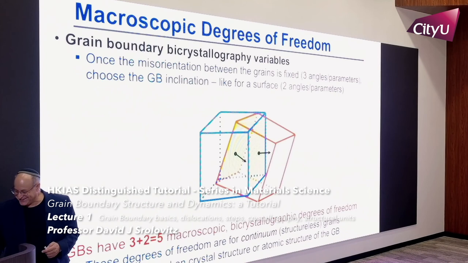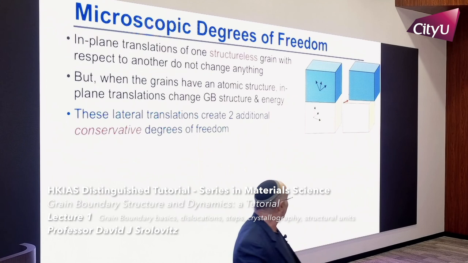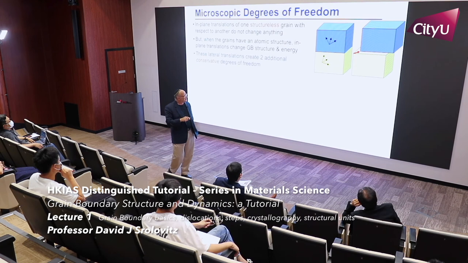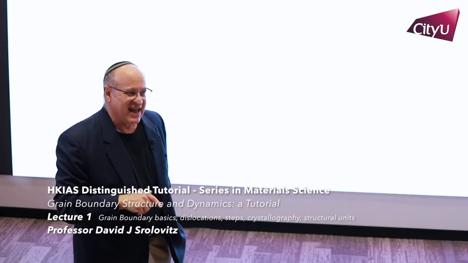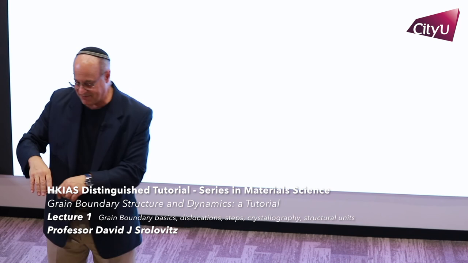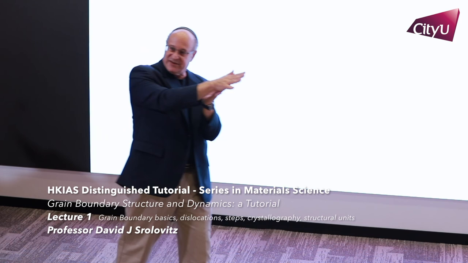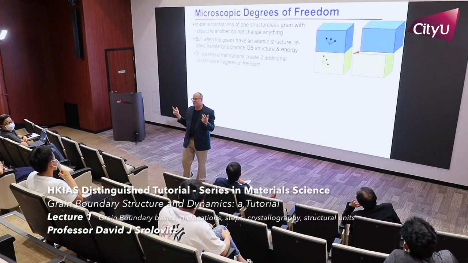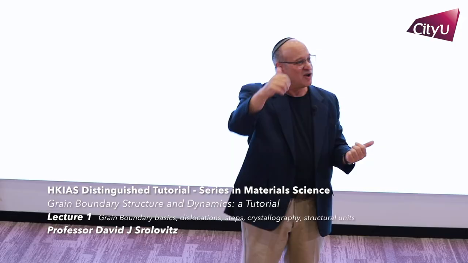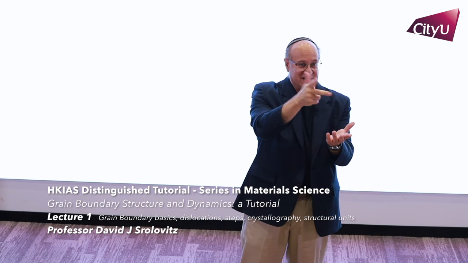Okay, so now we're going to talk about the microscopic degrees of freedom. Surprisingly, each grain actually has a real crystal structure. So if I shift one grain relative to the other, parallel to the grain boundary, that has no effect on the 5 bicrystallographic macroscopic degrees of freedom, because I haven't changed the boundary plane. I haven't changed the misorientation. I'm just changing the shift.